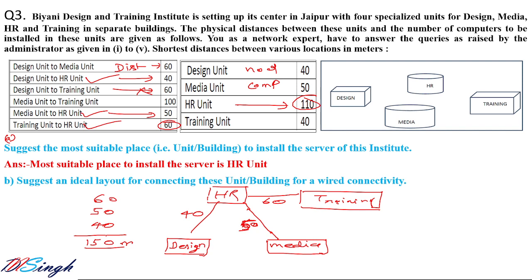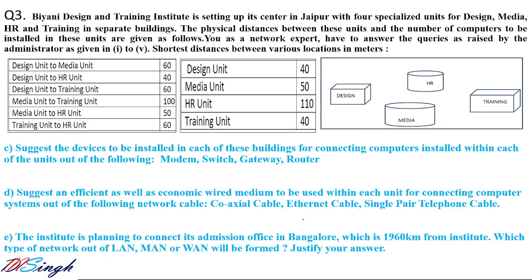You can make a diagram with less cable. So you can take design unit to HR unit, where minimum we have taken 50, and 60. So this is the least cable requirement. There is no confusion in it. This is the final answer that you should make. Okay, moving ahead to the next question.